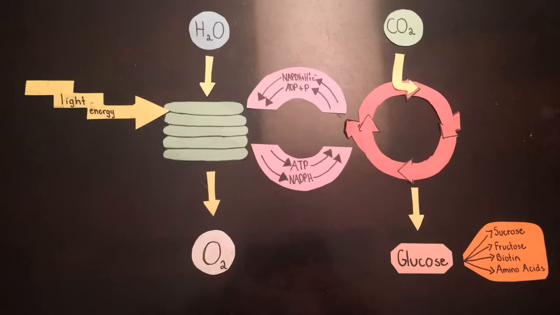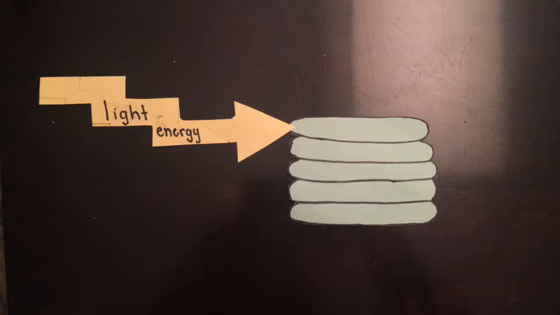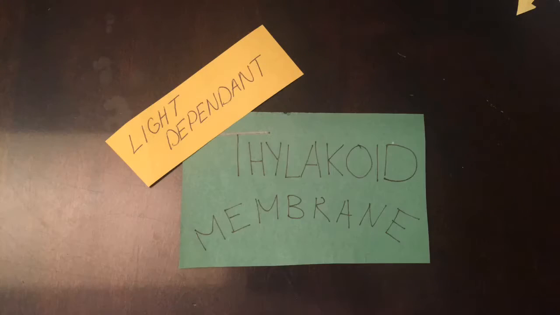This is an overview of photosynthesis. It's the capturing and converting of light energy from the sun in the chloroplast through light-independent reactions. Photosynthesis starts when light energy enters the thylakoid membrane. The light-dependent stage of photosynthesis happens in the thylakoid membrane.